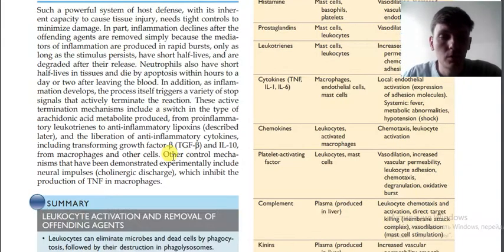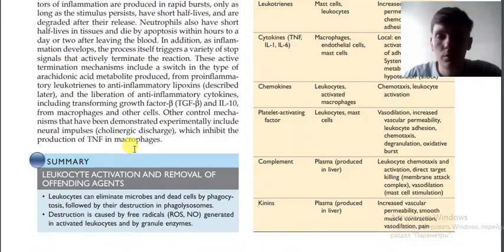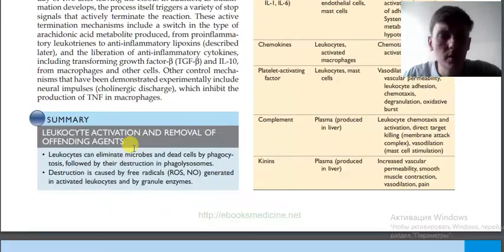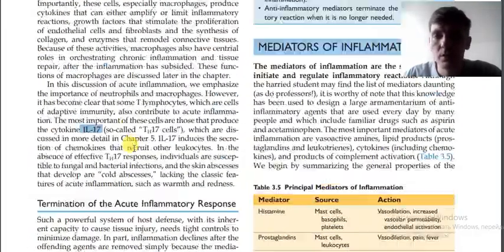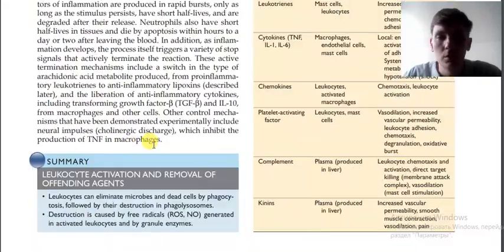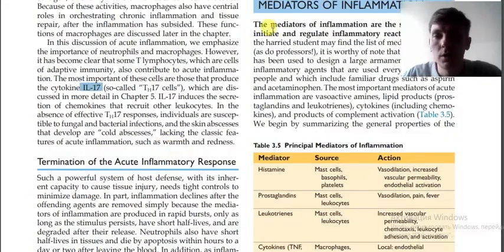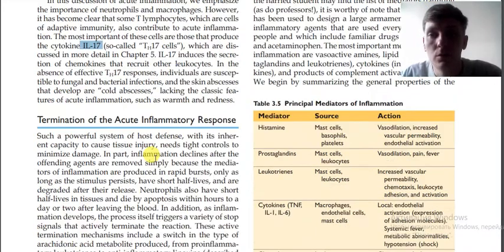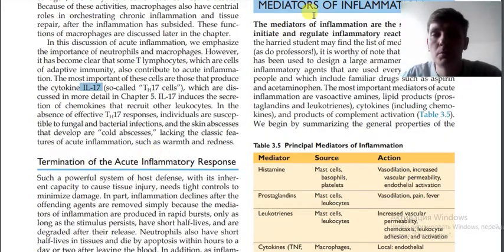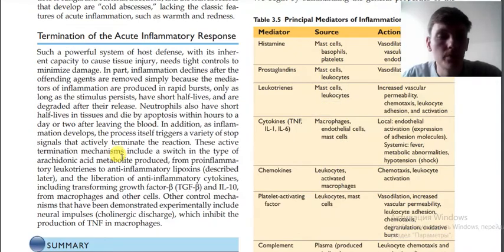I don't want to read the lecture, but I want to explain the lecture. And actually now starts a very huge topic, mediators of inflammation. I hope I will have time to cover this part of the topic today.